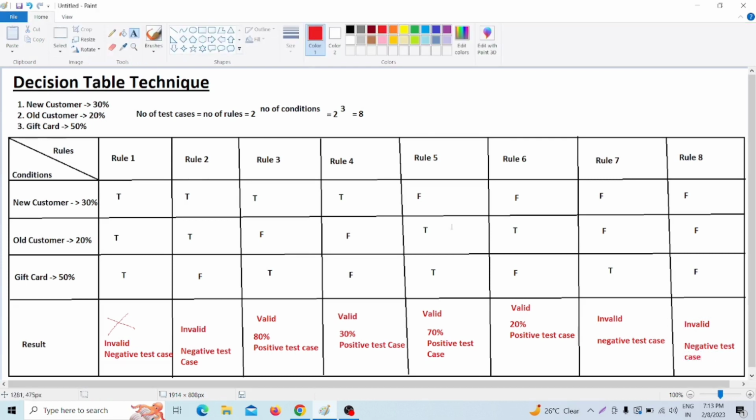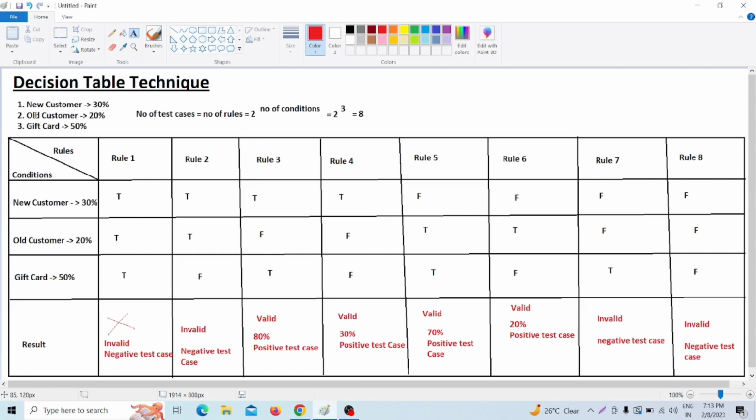Got it? So now you guys are very much clear about how the decision table technique works. Suppose in future you are working on any product, and for that product or module there are 4 conditions, 5 conditions, 6 conditions, doesn't matter. You can blindly draw that diagram and you can use the rules and conditions.